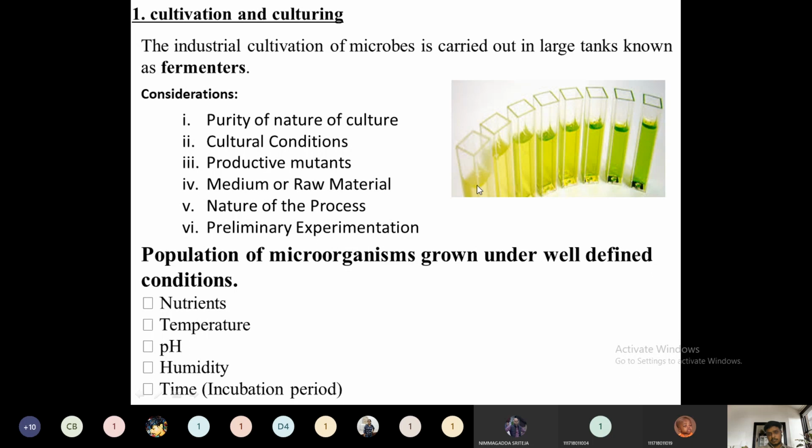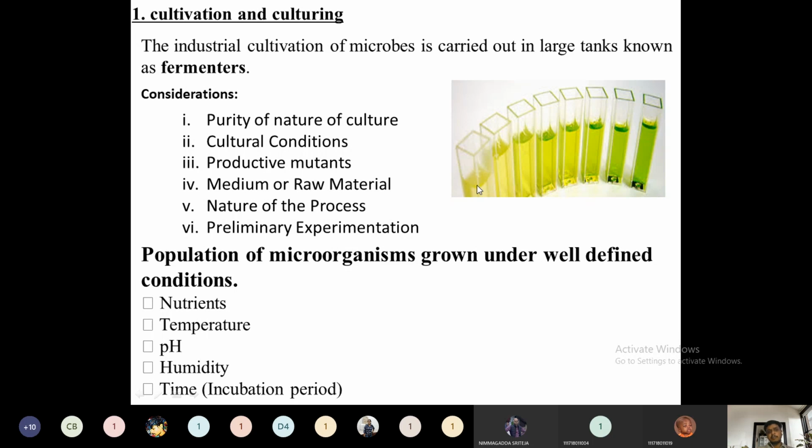Then productive mutants. Whatever culture we are giving to the microorganisms, we have to check whether that culture is multiplying the microorganisms, or whether it is just multiplying the number of cells. We have to calculate that also, whether it is mutating themselves or whether it is growing themselves.